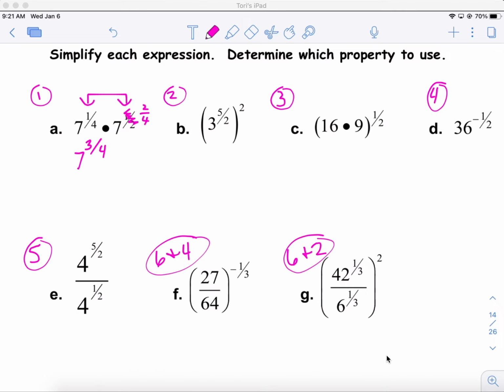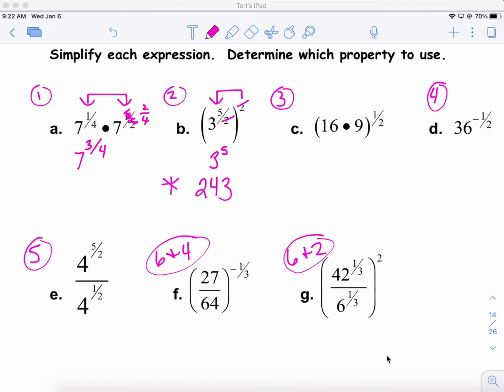Second property tells me that if I have an exponent on the outside and the inside, I'm doing a power of a power. These guys are going to multiply. So if I do 5/2 times 2, these 2's are going to cancel out, and I end up with 3 to the 5th. Now, that I do expect you to simplify. So 3 to the 5th power is one that I will expect you to memorize. I'm going to put a star next to it. That should be 243. So that's our final answer. If I can simplify it, I always should.